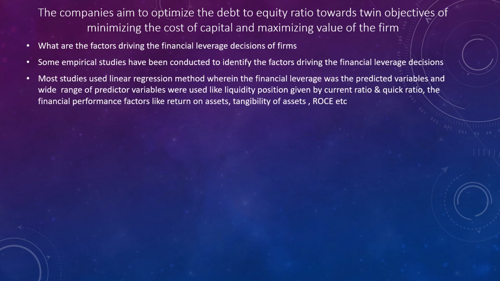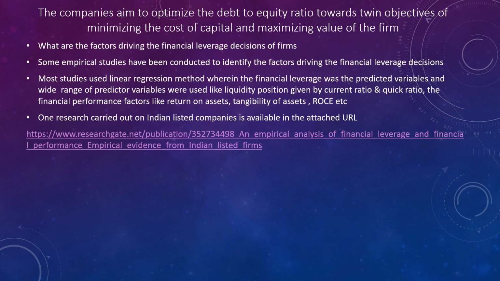Most studies used linear regression methods wherein the financial leverage was the predicted variable, and a wide range of predictor variables were used, like liquidity position given by the current ratio and quick ratio, the financial performance factors like the return on asset, tangibility of assets, return on equity capital, and return on capital employed. One research carried out on listed Indian companies is available at the attached URL. Anybody who wants to view the entire research report can go to this URL.